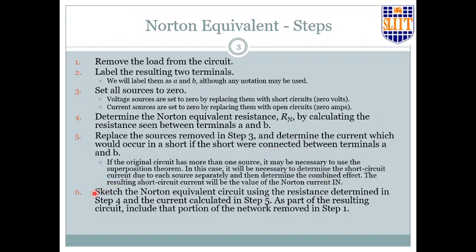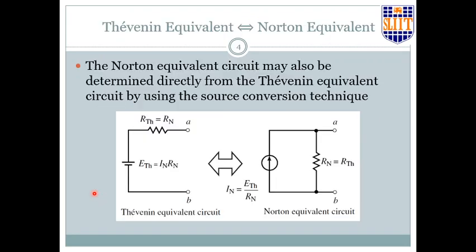The final step is you actually have to draw the circuit and then do the rest of the work, right? Now if you actually know the Thevenin's equivalent, you can use source conversion that we've been using earlier to convert the Thevenin's equivalent into the Norton's equivalent, or else if you know the Norton's equivalent, you can use the source conversion techniques to find the Thevenin's equivalent. But one of these will have to be found using the two techniques that we discussed.